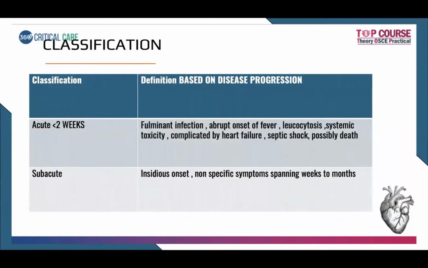Coming on to classification, it can be classified as acute if it is less than 2 weeks, where the patient might present with a fulminant infection. There could be abrupt onset of fever, leukocytosis, systemic toxicity, sudden onset of heart failure, MODS, and death. Subacute, anything more than 2 weeks, insidious in onset, non-specific symptoms spanning between weeks to months.